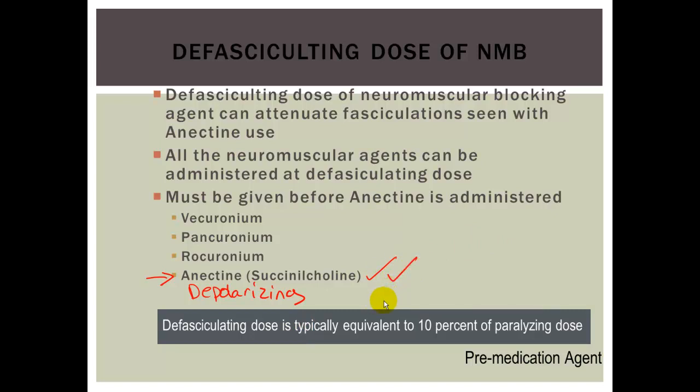A defasciculating dose of neuromuscular blocking agent can attenuate fasciculations seen with succinylcholine use. All neuromuscular agents can be administered at a defasciculating dose, and that would be these right here. It must be given before succinylcholine is administered. We need to get this in and let it soak in for about a minute before we actually push our Sux. The defasciculating dose is generally 10% of the paralyzing dose.